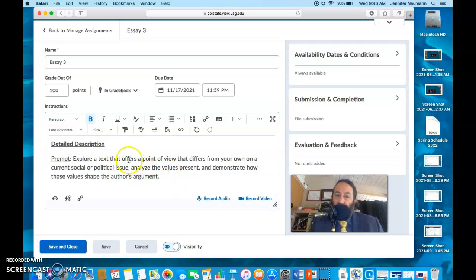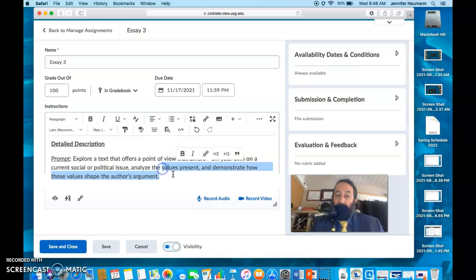So, explore a text, and a good example would be a speech, like a political speech. Explore a text that offers a point of view that differs from your own on a current social or political issue. You want to analyze the values present and demonstrate how those values shape the author's argument.